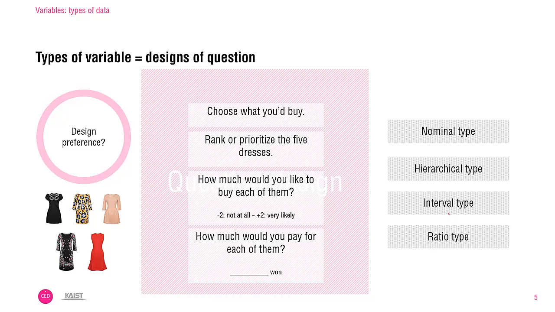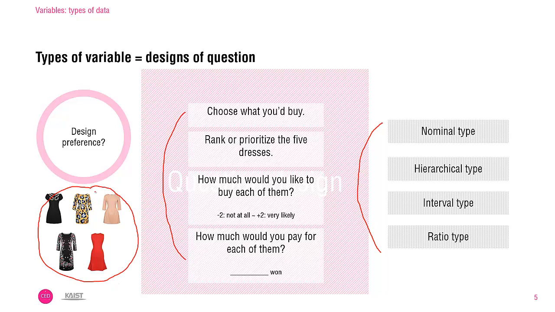Now you can link these questions to its type. In asking preference of these 5 beautiful dresses, you could design these 4 questions. And you can link whether this belongs to nominal type or hierarchical type or interval type or ratio type. You can make the connections, 4 connections, and the answer will be shared in a class. So now I hope you are very clear with the different types of variable.